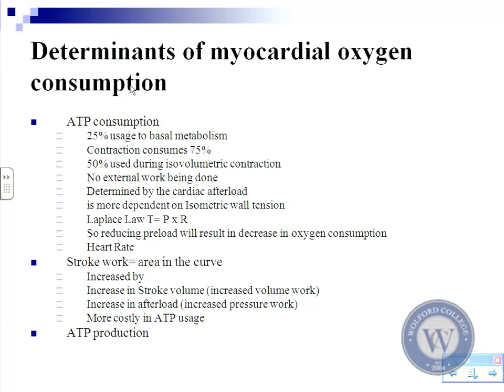If you look at determinants of myocardial oxygen consumption, by far the most important one is ATP consumption, which is 25% usage for basal metabolic rate. And the other thing that consumes most of it is contraction. So contraction is still by far the most important part of where ATP is utilized. Of which 75% of that, okay, 50% of the total is used in isovolumetric contraction. So you have to say which one is the area where the heart uses the most energy. The answer is the isovolumetric contraction phase. And during that phase, there's really no external work being done.